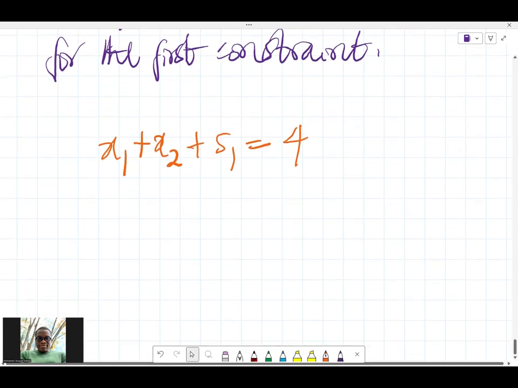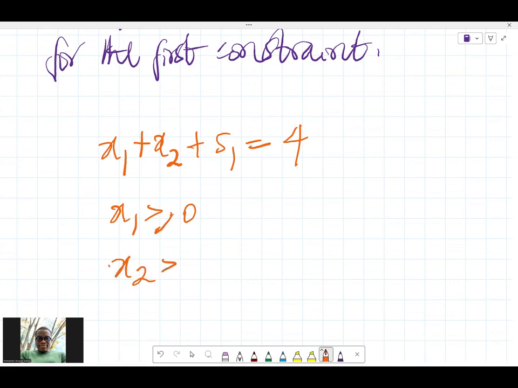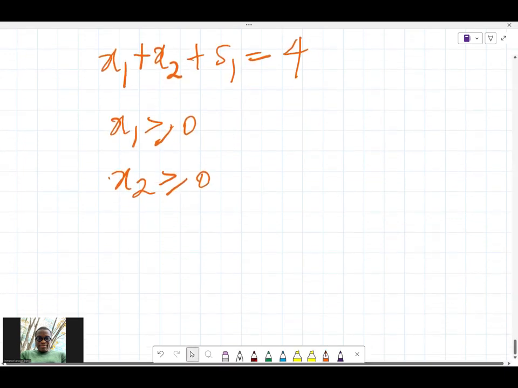And then we have the other constraints. You still have x1 greater than or equal to 0. We have x2 greater than or equal to 0. In addition, we now have s1 greater than or equal to 0.